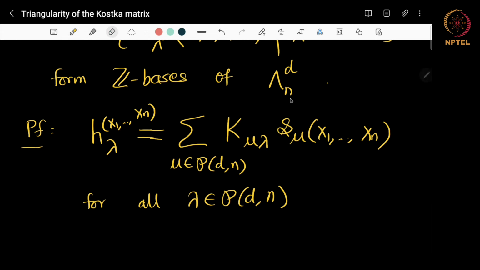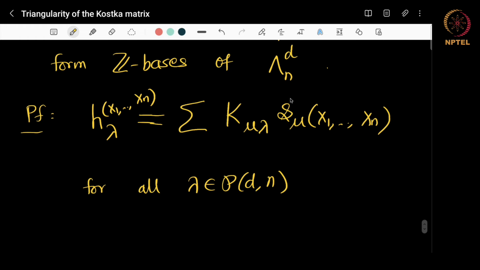I can actually do better. Let's use what we have just learned about the dominance order. I pick a lambda from P d n and ask what are the possible terms that can occur on the right hand side. What are the mu's that I can get? What I already know is this: if a term mu occurs with a non-zero coefficient, then that mu necessarily dominates lambda.